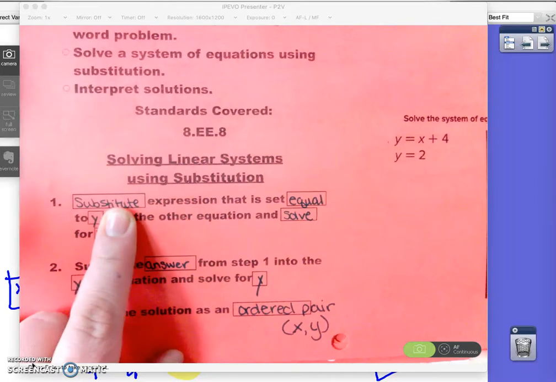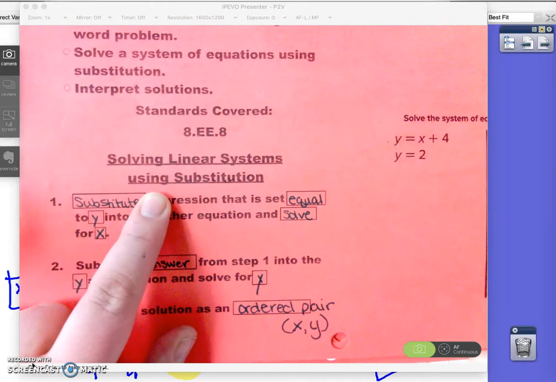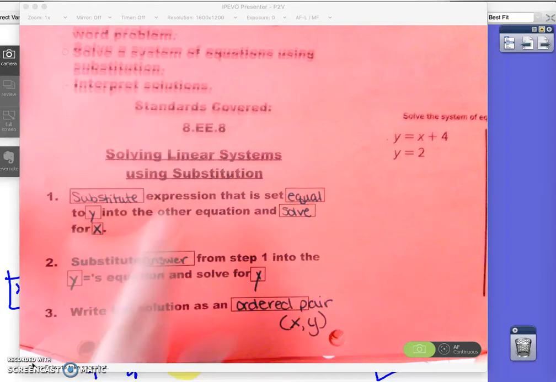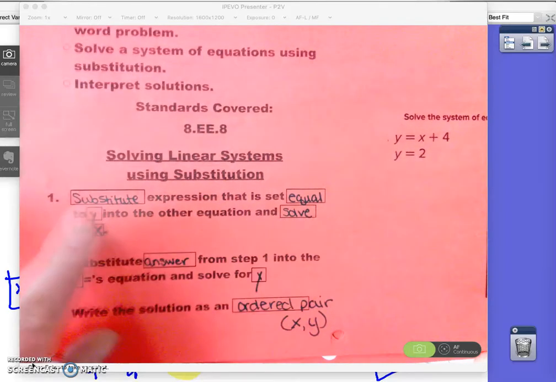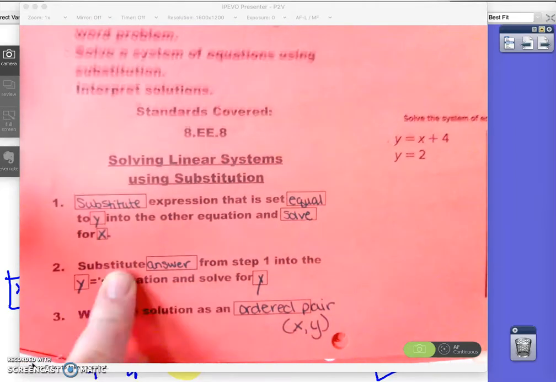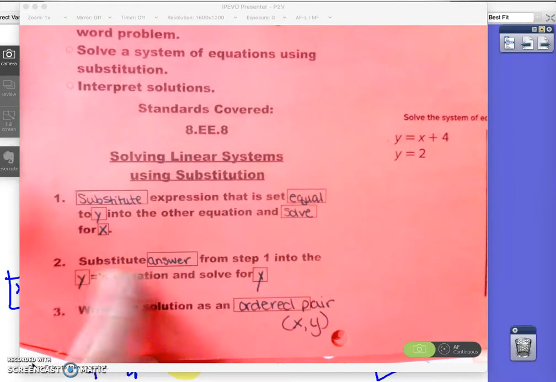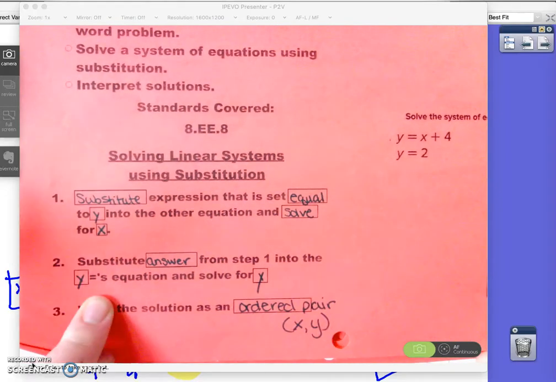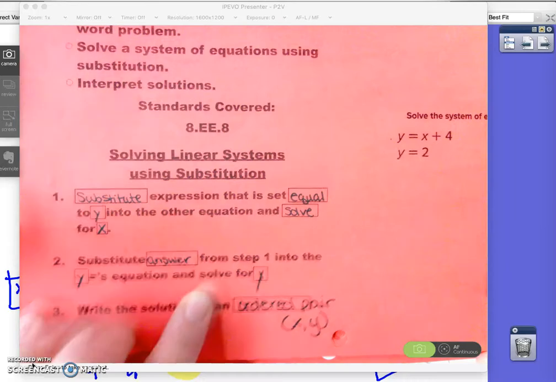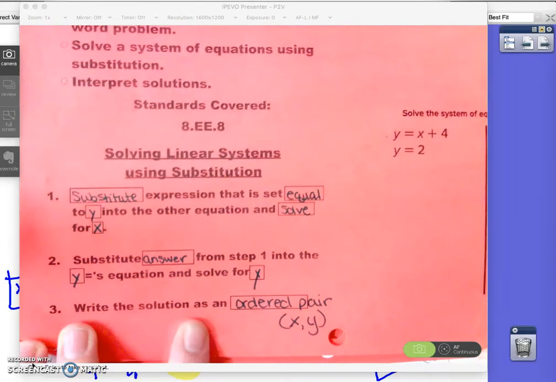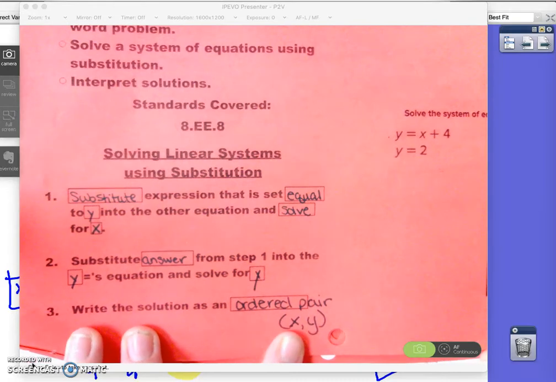First thing you're going to do to solve a linear system using substitution is you're going to substitute the expression that is set equal to y into the other equation and solve for x. You're going to substitute that answer from step 1 into the y's equation and solve for y. So write this solution as an ordered pair x, y. So let's do some examples.